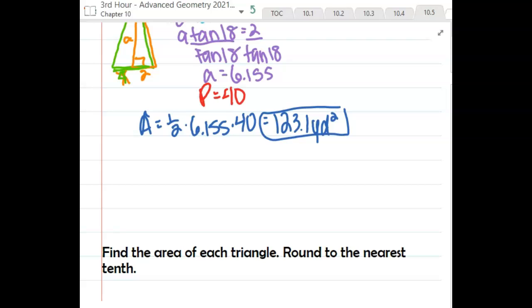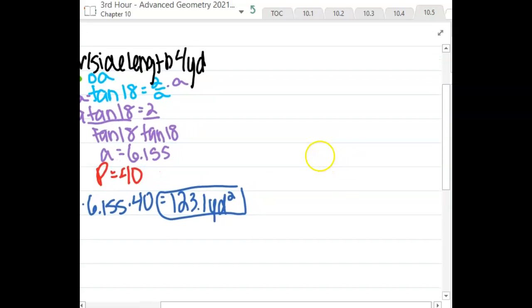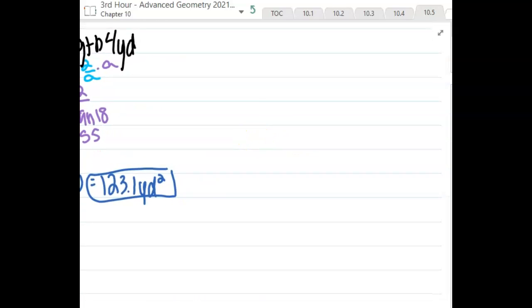So similar to that first one we did. Questions on that one? Okay, let's try one that's a little different than that one.